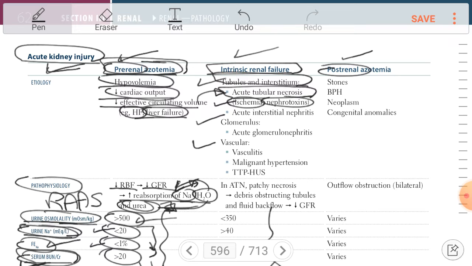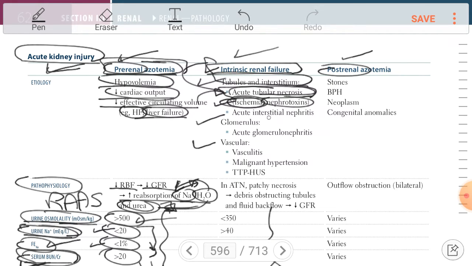Acute tubular necrosis due to ischemia appears like what? It appears as granular muddy brown casts. This is acute tubular necrosis that will cause intrinsic renal failure.